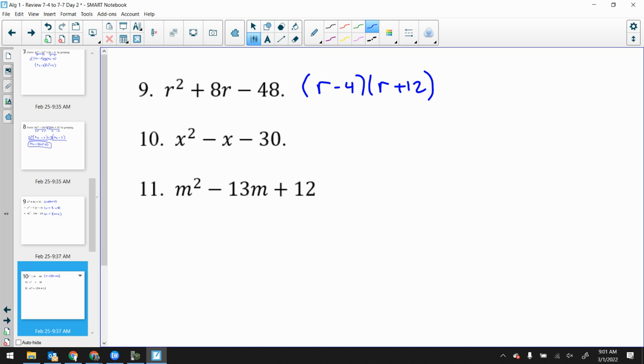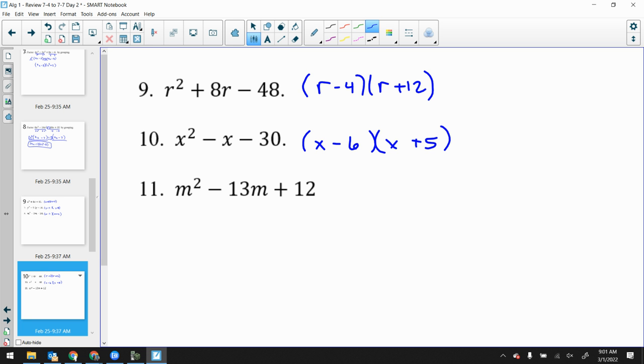Number 10, Tommy. X minus 5 and then x plus 6. The other way around. X minus 6, x plus 5. The way you gave it to me, I would have had a plus x in the middle, not a minus x.